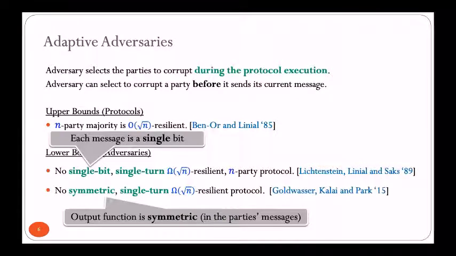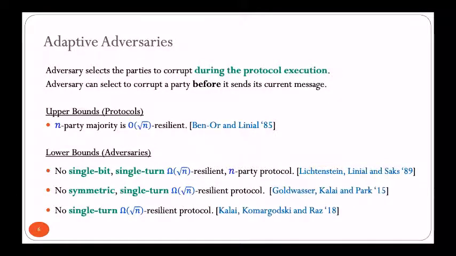Next, Goldwasser-Kalai-Park showed in 15 that no symmetric single-turn protocol can be more than screw-10 resilient. A symmetric protocol is a protocol whose output function is symmetric, so the identities of the parties don't matter, only what messages were sent. And last, Kalai-Komargodski-Raz extended those previous two results, showing that no single-turn protocol, no matter the structure, can be resilient to more than screw-10 adaptive corruptions. This means that for any single-turn protocol, there exists an adversary performing at most screw-10 adaptive corruptions that completely biases the outcome.